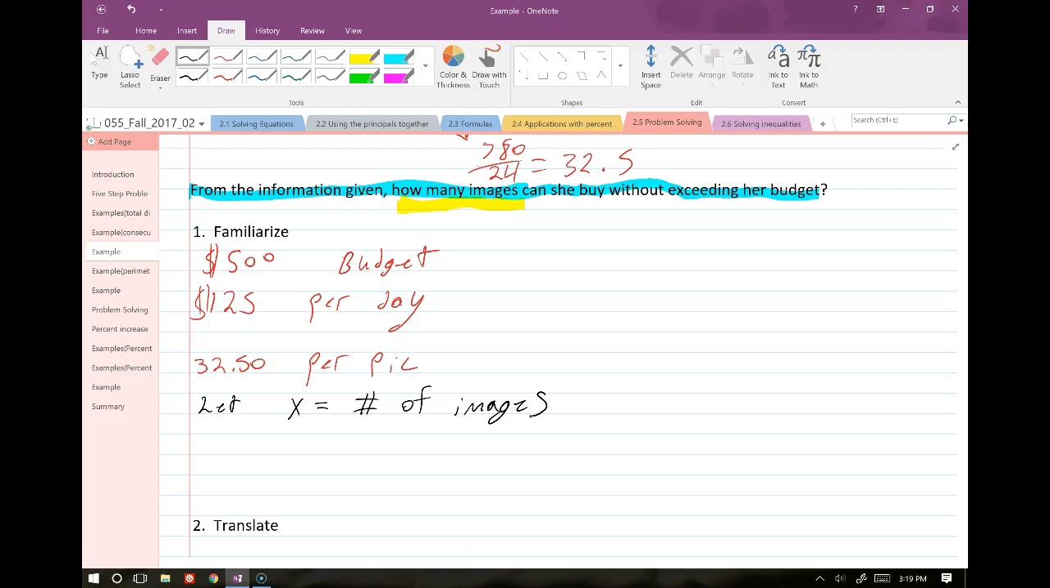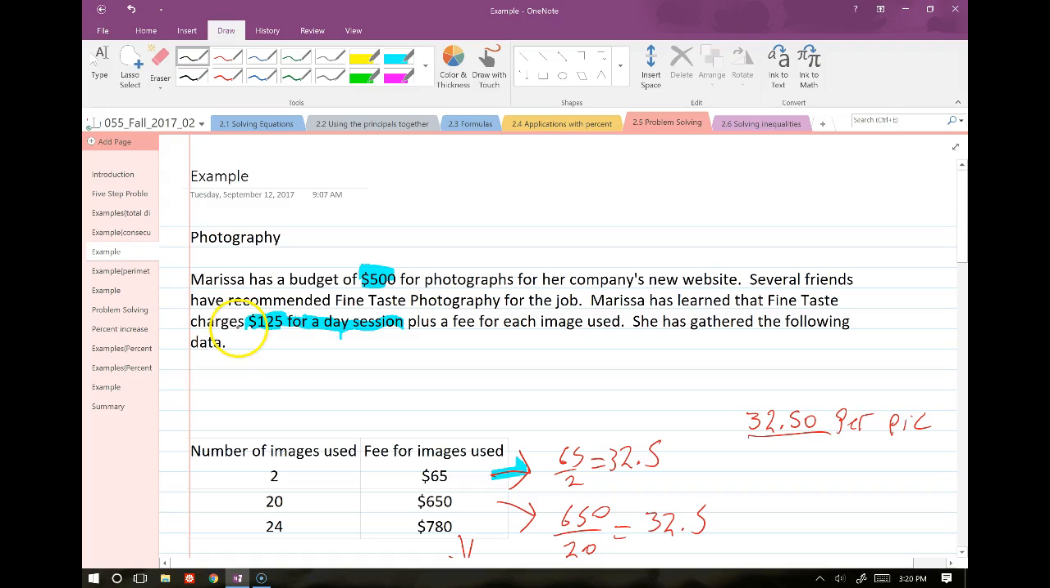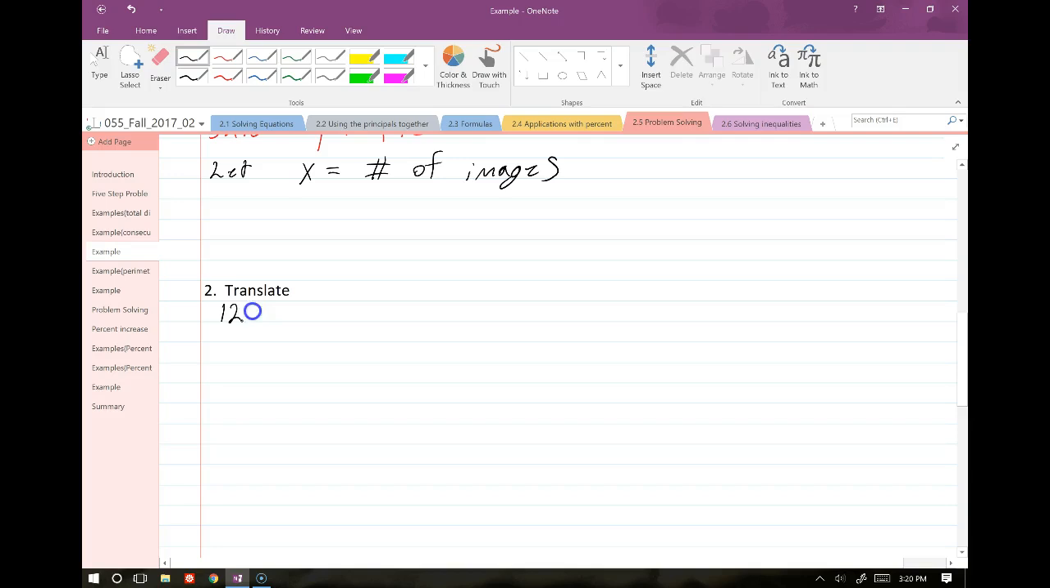All right, so we've named all our variables, we've written down all our related prices and numbers, we figured out our rate, so now it's safe to translate. So we're actually translating something similar to this: $125 for a day session, plus a fee for each image used, must be less than 500, her total budget. Okay, so, oops, sorry about my writing.